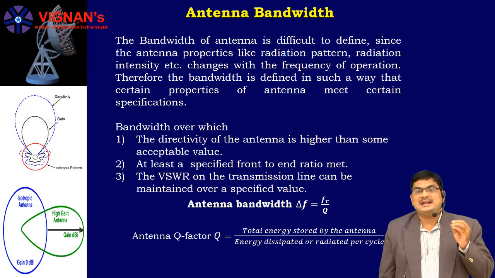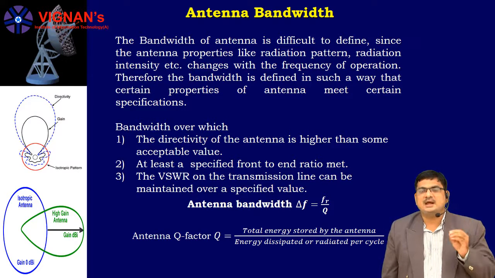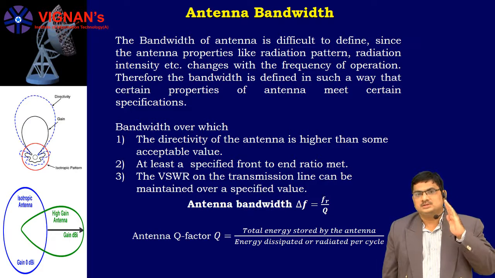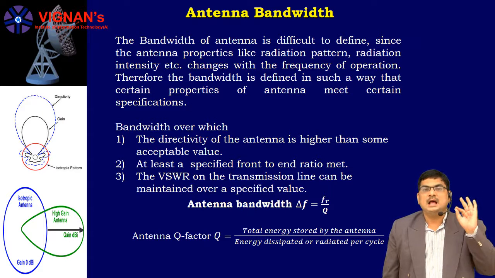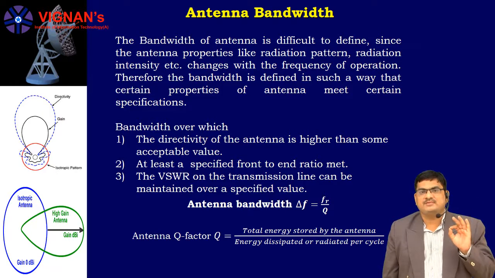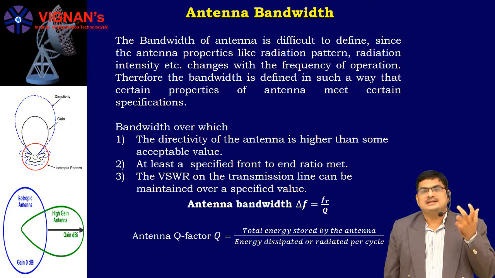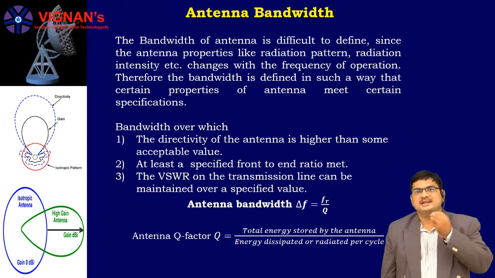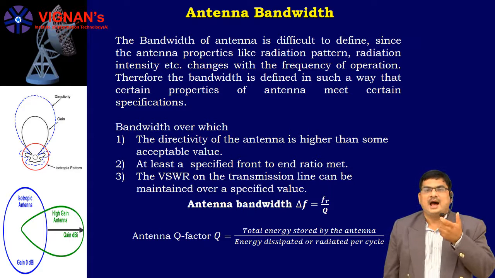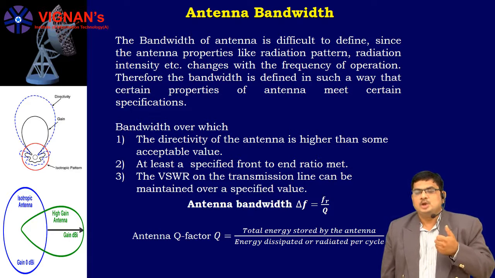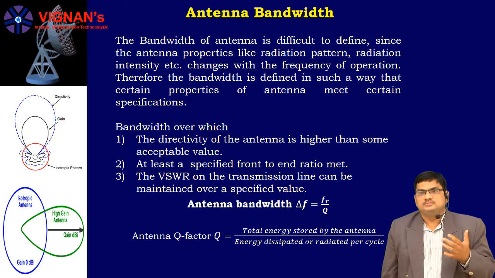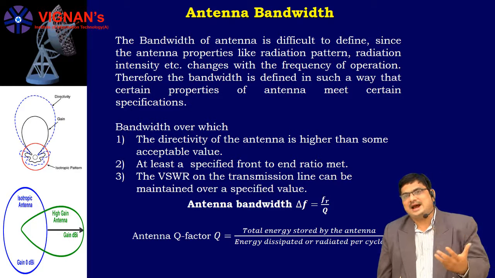It is the band of frequencies where all the above said parameters possess their characteristics in a stable way. So bandwidth is the band of frequencies. That means delta F equals F2 minus F1, where F2 is the highest frequency and F1 is the lowest frequency. We can define this bandwidth in another way also.